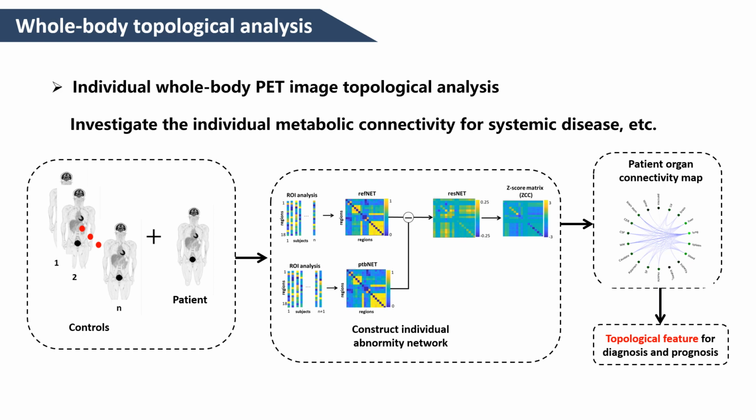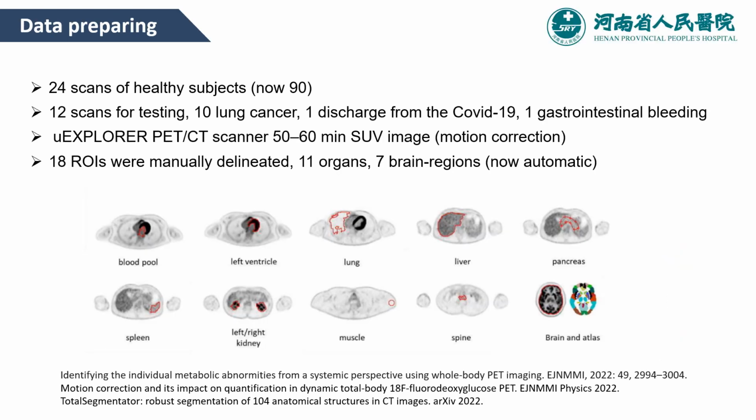Before we dive into details, I will first introduce the datasets. In the original paper that we published in 2022, 24 healthy subjects were included. Now we have a total number of 90. Also, 12 additional scans were used for testing, including 10 with lung cancer, 1 with COVID-19, and 1 with gastrointestinal bleeding. All scans were acquired on a uEXPLORER scanner. Note only the 50 to 60 minute SUV images were used instead of the dynamic image.